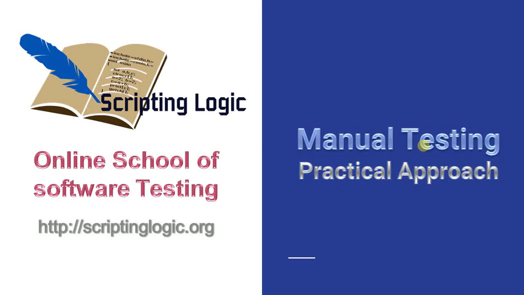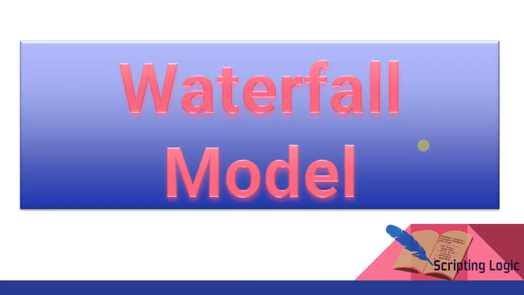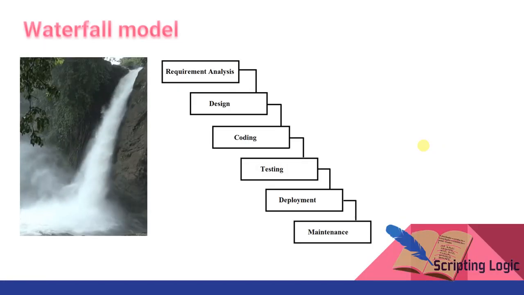We are learning manual testing, a practical approach. So we'll start with our first topic, that is waterfall model, right? So here is a flow diagram of a waterfall model wherein there is requirement analysis, design, coding, testing, deployment and maintenance phase. Now why it is called as waterfall model?